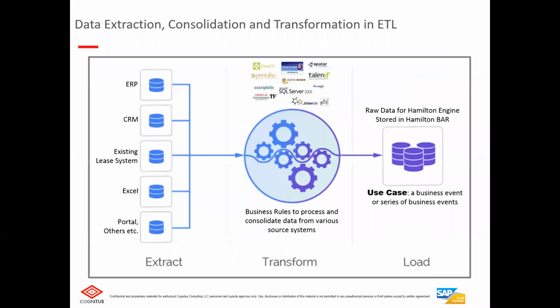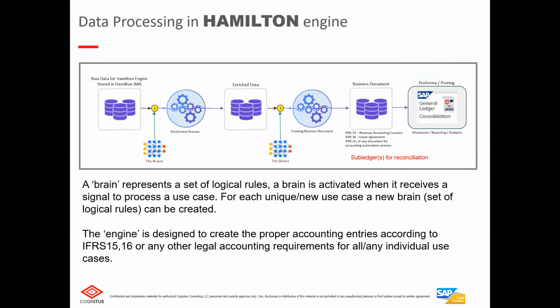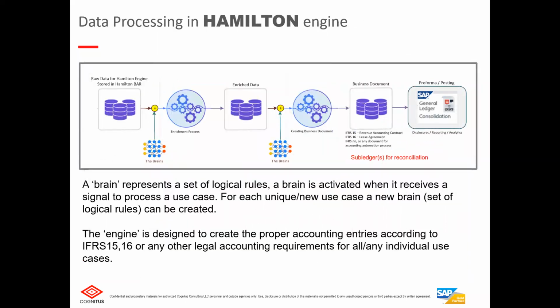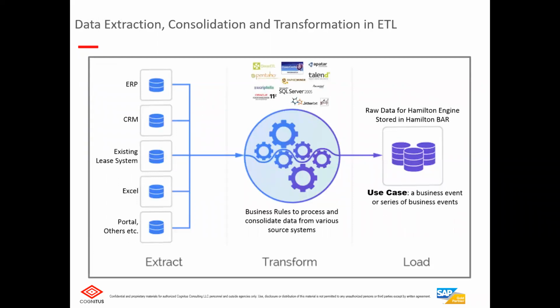Hamilton Engine is compatible with any other third-party software, which includes ERP, CRM, existing lease systems, Excel, portals, and others. So the data will be extracted by using ETL tools, and this data will be transformed and stored in the Hamilton repository as raw data. As I said, each set of logical rules is built in the Hamilton Engine in the form of a use case.